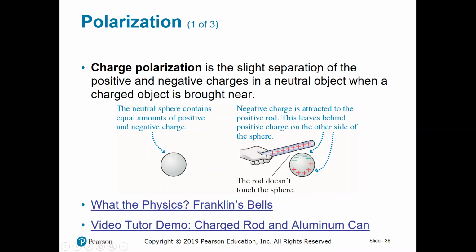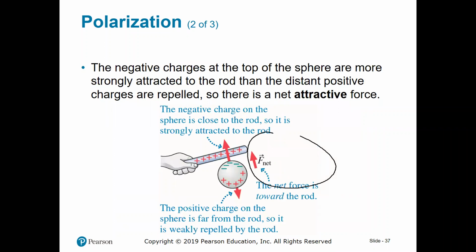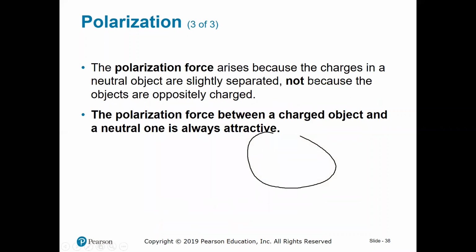So here's the good diagram that I was talking about. That's in your book, the one on the right. I think we can see this on the next picture. Yeah, so this is what I've showed you before. But essentially, the excess electrons are going to be attractive to the rod, and they're closer. So that's why you're always going to get the net attractive force. So definitely know this. This is a really important thing to know. All right, so right there, polarization force between a charged object and a neutral one is always attractive.